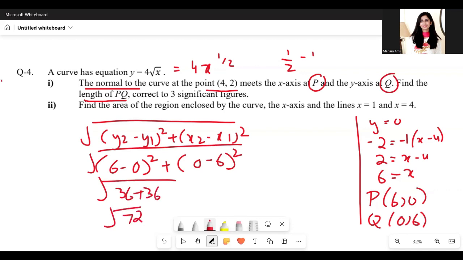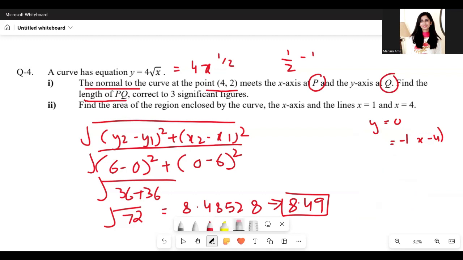And we have to give the answer in 3 significant figures. The decimal value is 8.48528, which becomes 8.49 in 3 significant figures. Okay, next it says find the area of the region enclosed by the curve, the x-axis and the lines x equals 1 and x equals 4.